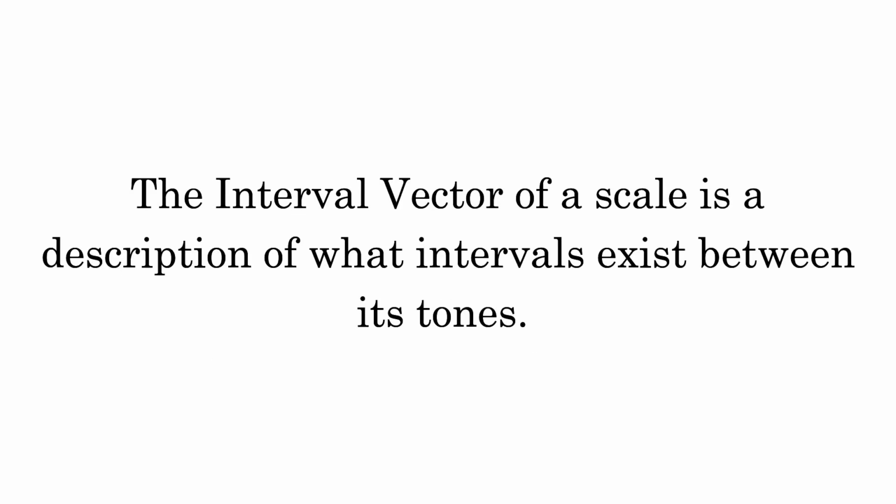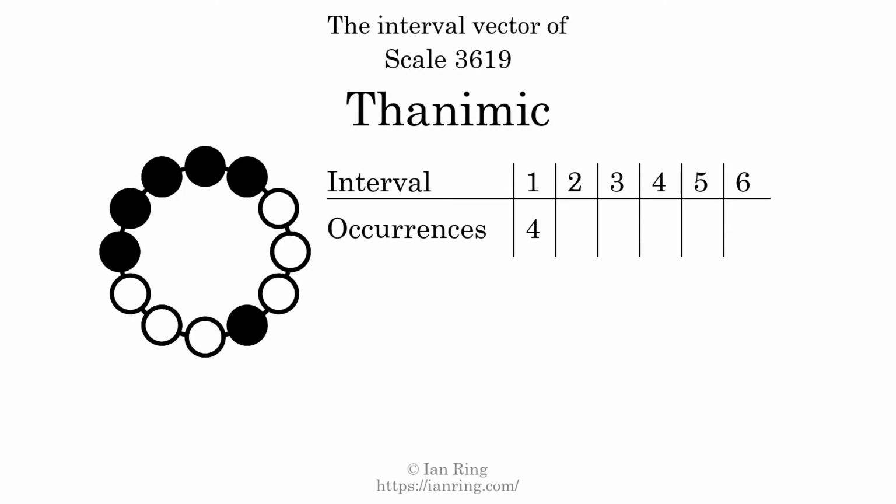The interval vector of a scale is a description of what intervals exist between its tones. There are 4 intervals with a size of 1 semitone. They are here, here, here, and here. There are 3 intervals with a size of 2 semitones. They are here, here, and here. There are 2 intervals with a size of 3 semitones. They are here, and here.